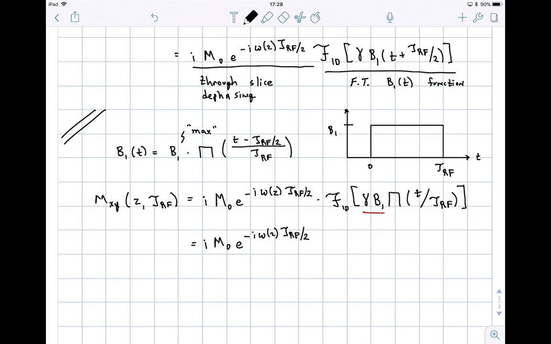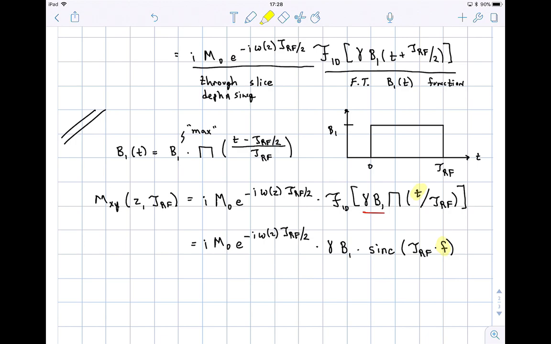We can bring out the gamma B1, which is gamma is a constant, of course, B1 is just the amplitude of the RF pulse. And this is multiplied times a sinc function. The Fourier transform of the rect function is a sinc. And so we recover a sinc whose input variables depend on the duration of the RF pulse and some frequency variable. The Fourier transform pair variable for time is frequency. And so we have this time variable inside the Fourier transform that is a frequency variable.